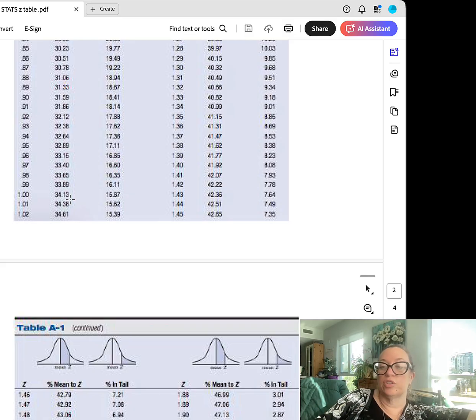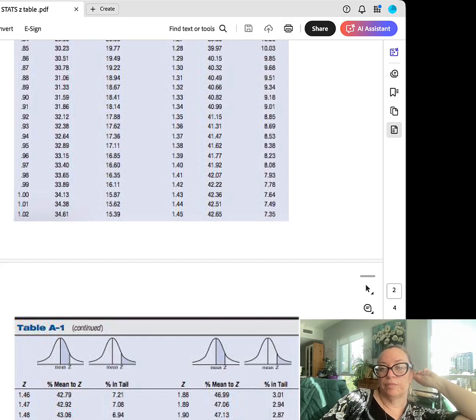By symmetry, you know, there's 34.13% between 0 and 1 on the right, 34.13% between 0 and -1 on the left. So then you just add those together. 34.13 plus 34.13 equals 68.26. Okay, and of course that's the famous result from the empirical rule, that 68% of any normal distribution falls within one standard deviation of the mean. Okay.